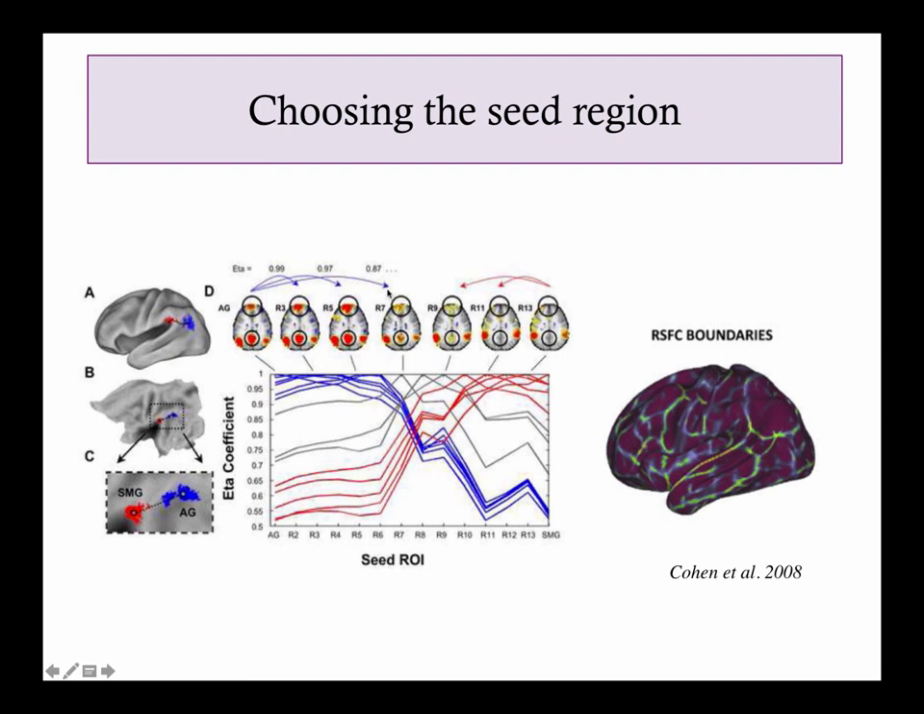So if we're looking for points where there's more rapid change in the appearance of these maps, then that could signify that we're jumping into a different functional area and may let us map out some of these boundaries.